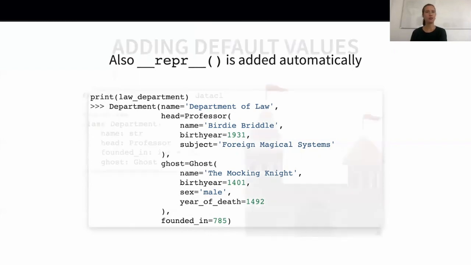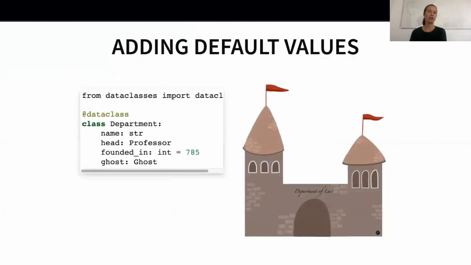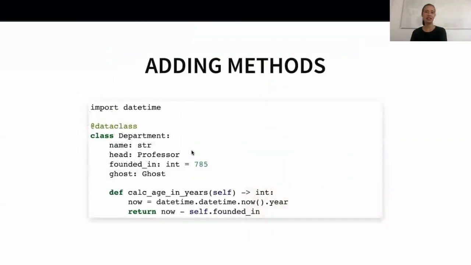We can easily add default values to the fields of our department data class. For example, we could add a default value for the field founded in. Although data classes typically mostly store values, a data class is still a regular class, so we can freely add methods to our department data class. If you remember the datetime library from our toString conversion section, then we could use it here to calculate the current age of a department in years.